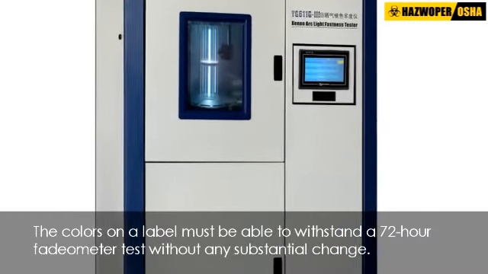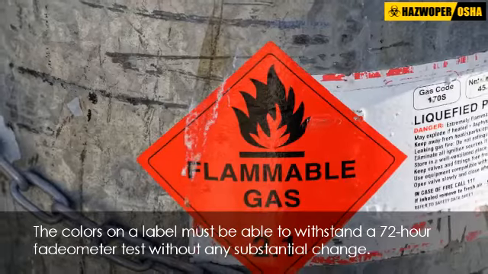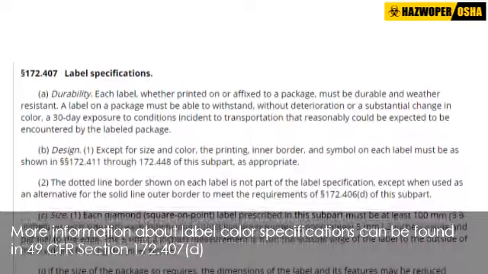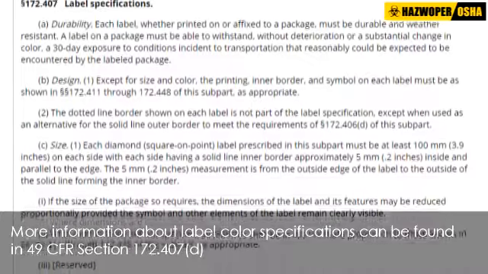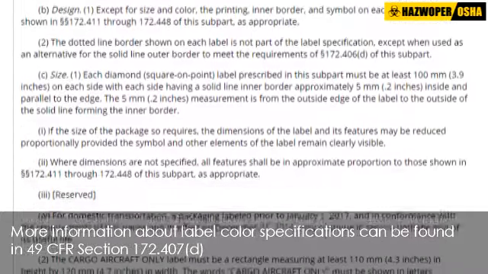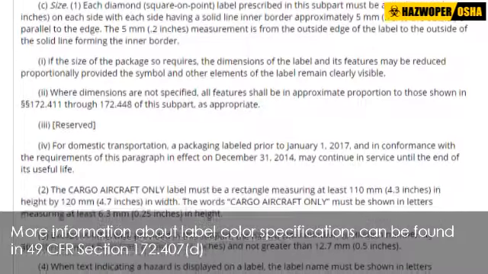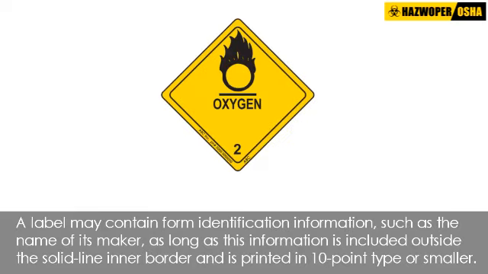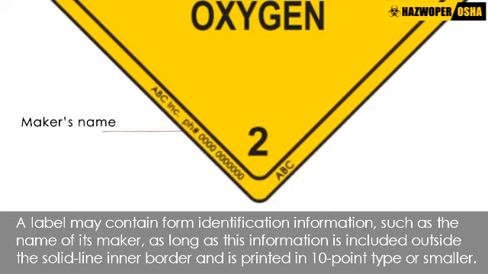The colors on a label must be able to withstand a 72-hour fadeometer test without any substantial change. More information about label color specifications can be found in 49 CFR Section 172.407(d). Form identification. A label may contain form identification information, such as the name of its maker, as long as this information is included outside the solid line inner border and is printed in 10-point type or smaller.